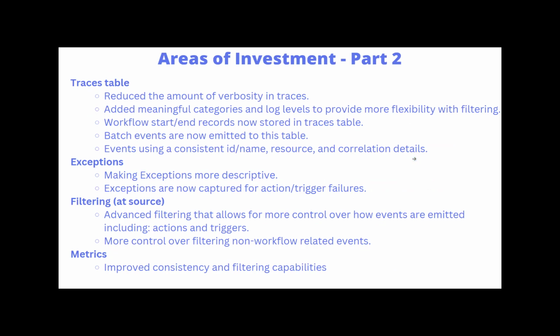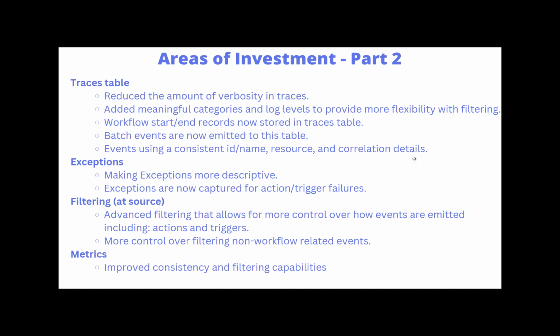Next up, areas of investment part 2. So, traces table. We've reduced the amount of verbosity in traces. When we took another look at the data itself, we felt that there was some stuff that was either redundant or just wasn't overly meaningful to include, and so as a result, we pulled it out. We've added some meaningful categories and log levels to provide more flexibility with filtering. I've got a section dedicated to this, so stay tuned for that.